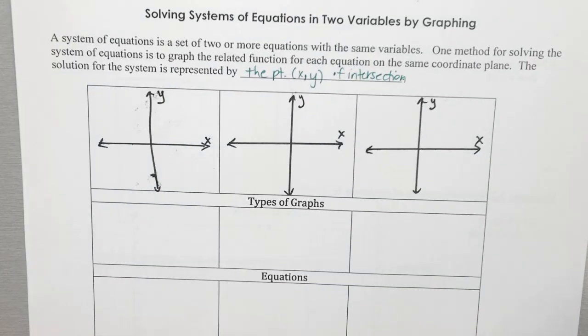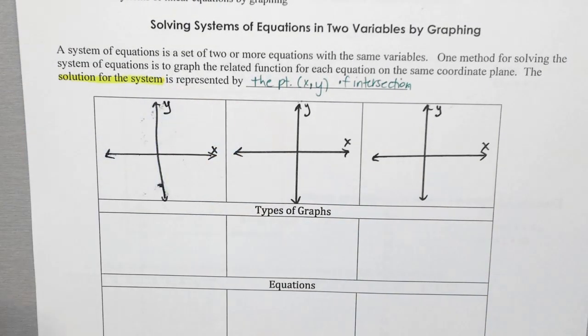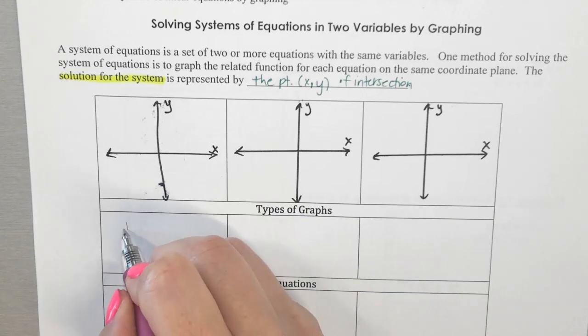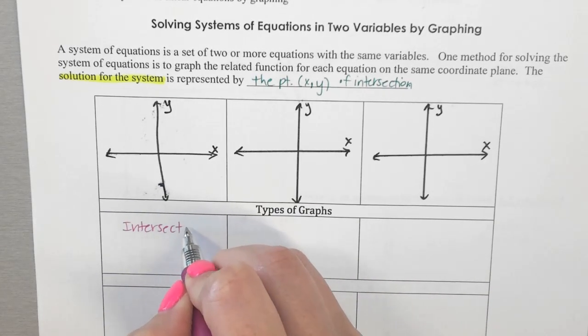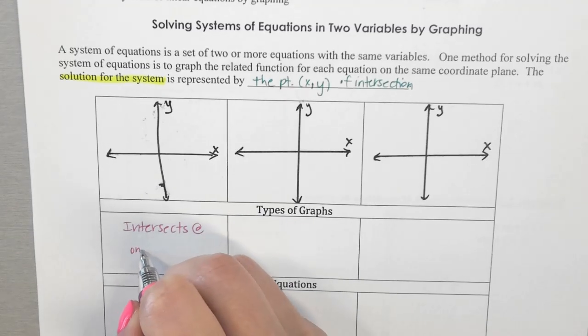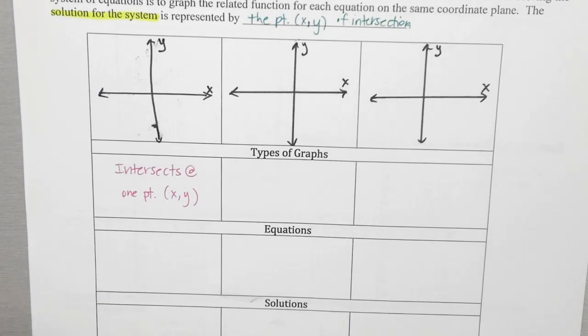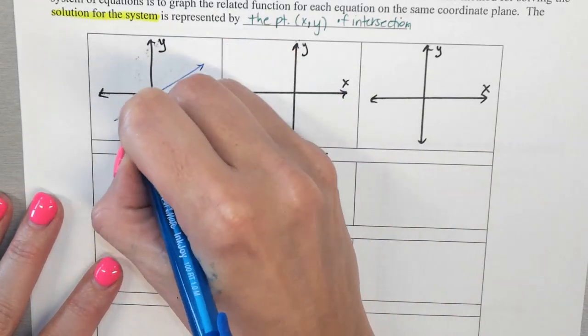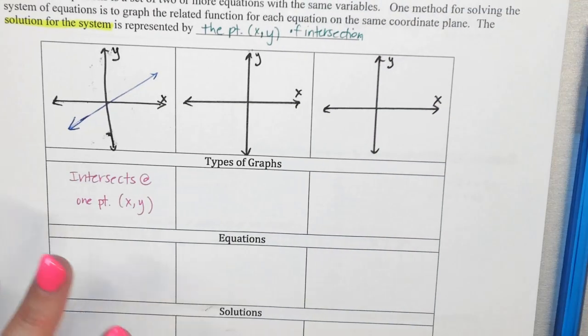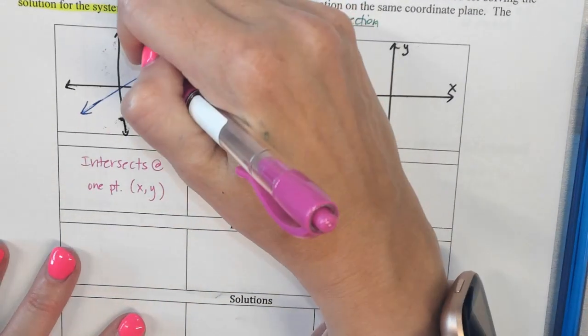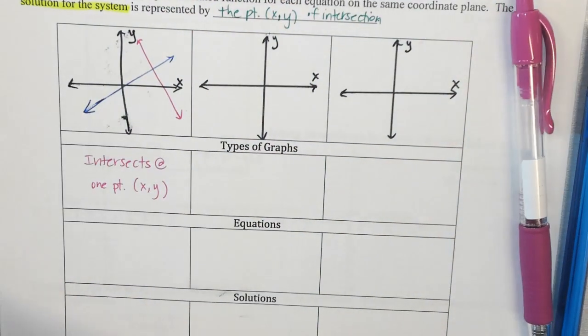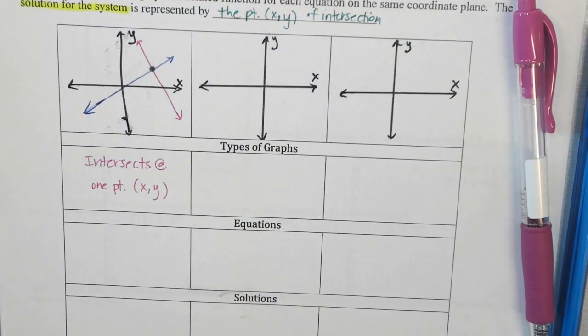Okay, so the first type of graph is going to intersect at one point. So we're going to say that this intersects at one point. I'm using my @ symbol. So it intersects at one point xy. Okay, so on our graph, we are just going to draw two lines that intersect each other. Okay, your lines don't have to be exactly where mine are, but they should cross each other and meet in a point. Okay, this point of intersection is our solution.